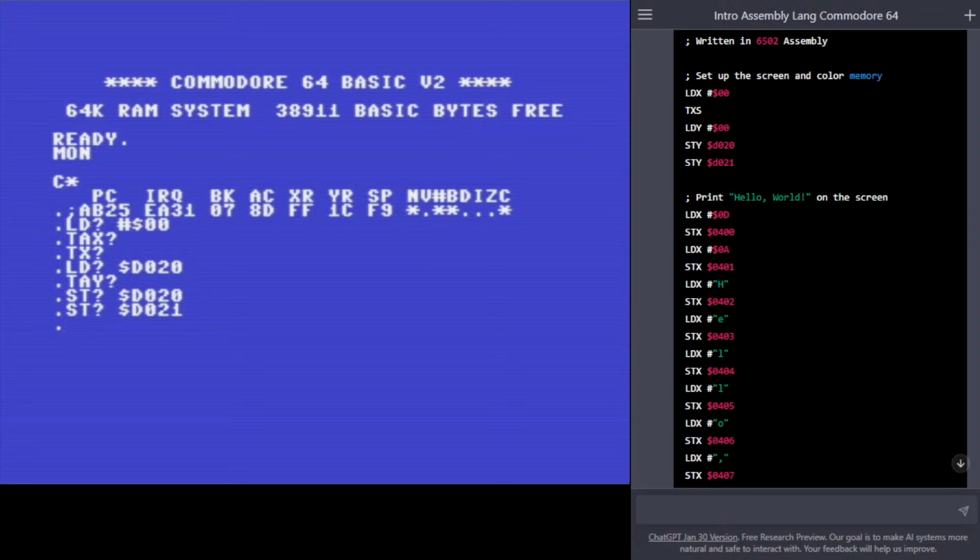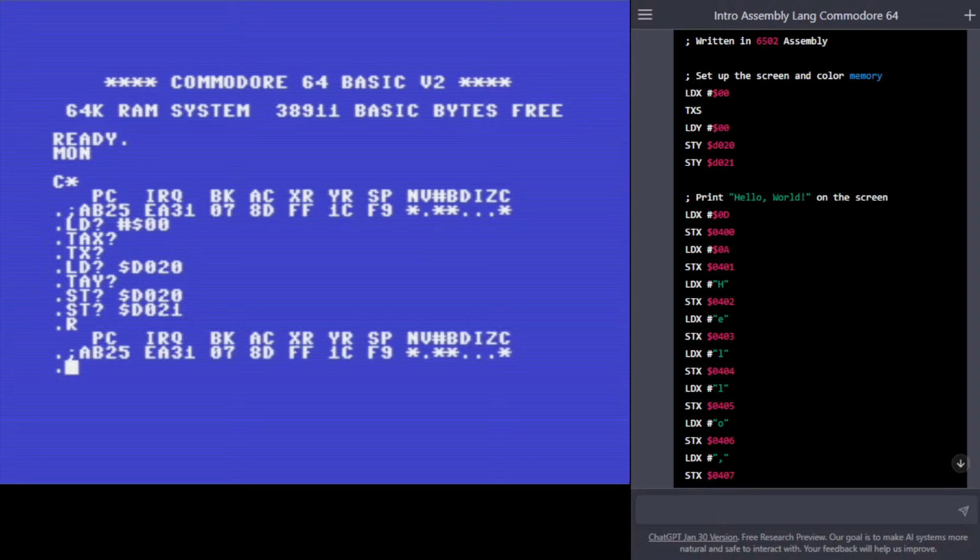Nothing's changed. So clearly we're not doing something right in writing the program. If I do an R, the registers don't seem to have changed. I think I was told these are the registers. I'm not sure. But yeah, nothing has changed. Oh, this actually says it's in 6502 assembly even, which weren't we told this is the 6510? That's an interesting thing.